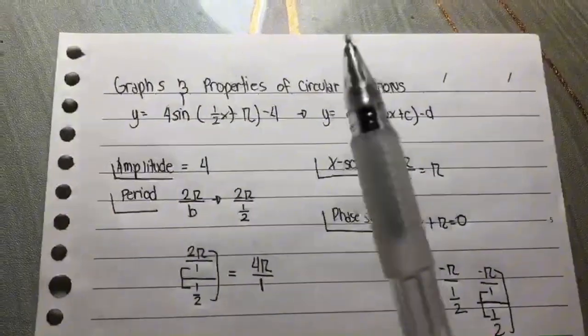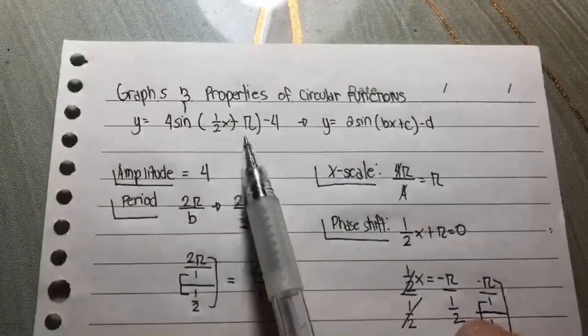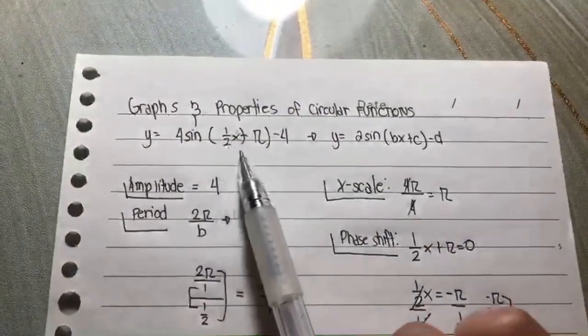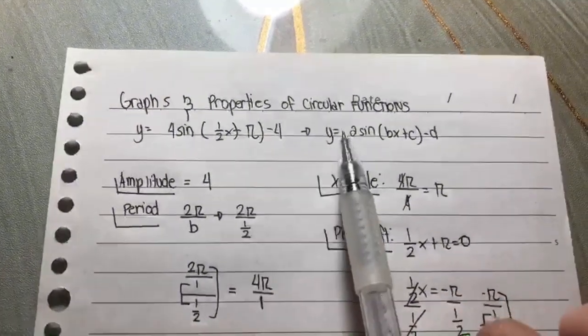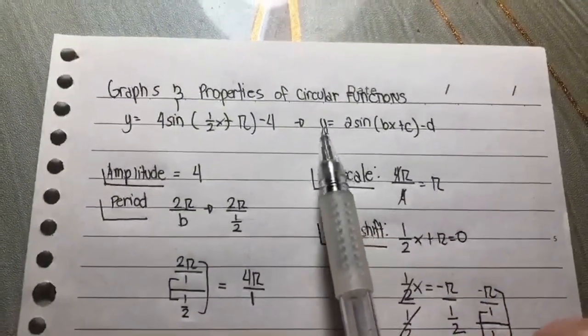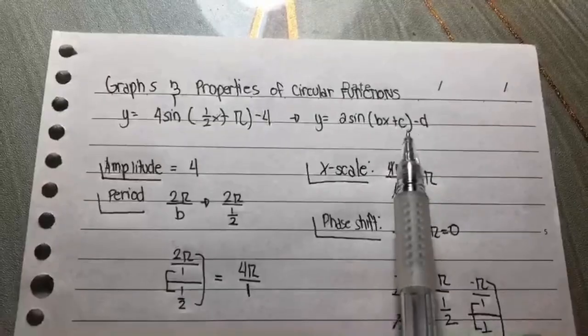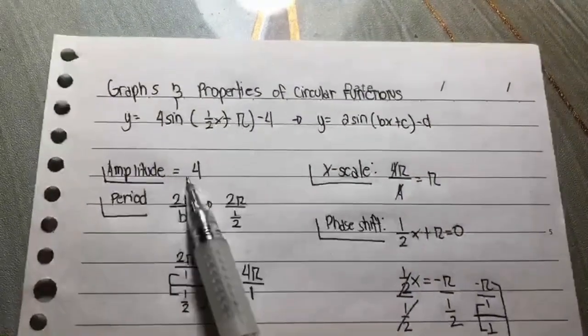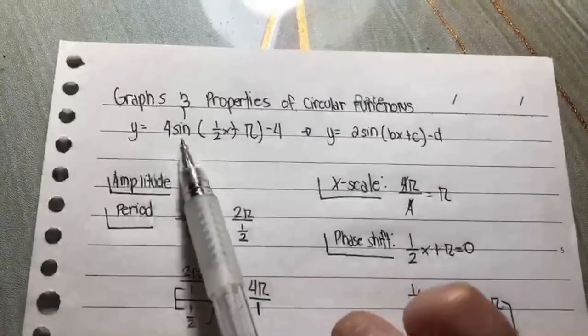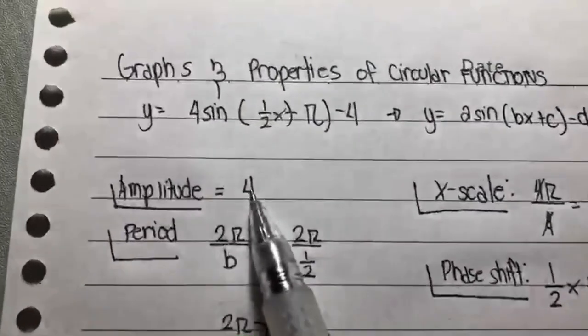Now, let's proceed sa graphs and properties of circular function. We have the equation of y equals 4 sine the quantity of 1 half x plus 5 subtract by 4. Tapos, ito yung pinaka-equation natin: y equals a sine the quantity of bx plus c minus d. So, first, kunin muna natin yung amplitude. Para makuha yung amplitude, kung ano lang yung nasa unahan ng sine. So, ang magiging amplitude natin ngayon is 4.